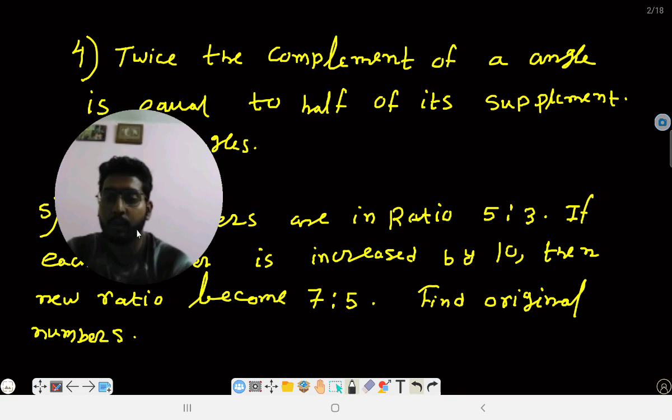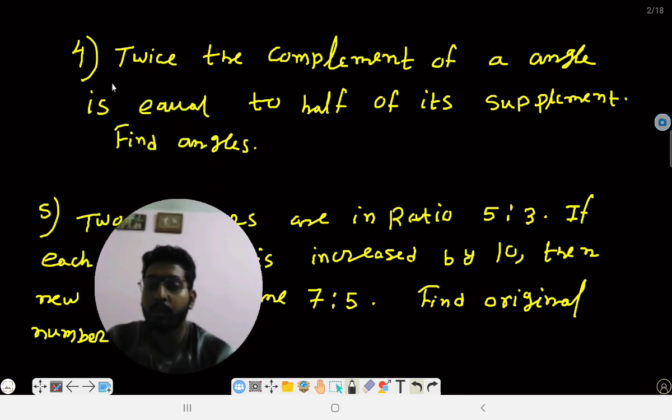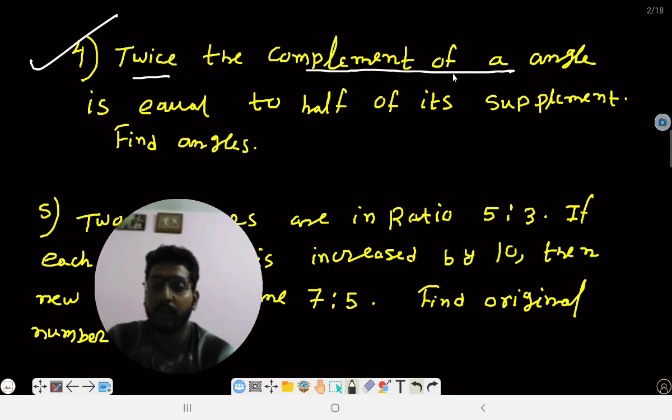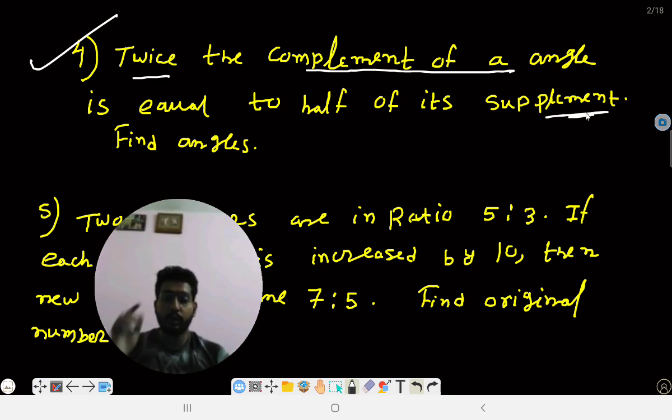Now next one, question number 4. This is a very good problem. It is given: twice the complement of an angle is equal to half its supplement. Now there are two terms, one is complement, one is supplement.